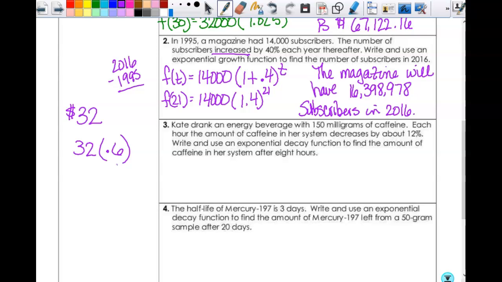But if you just want to estimate in your head, and sometimes they're easier to estimate than others, it's a little bit more than a half, so it's a little bit more than $16, but maybe you need a little bit better of an estimation. You can always find 10% easily. What is 10% of 32?